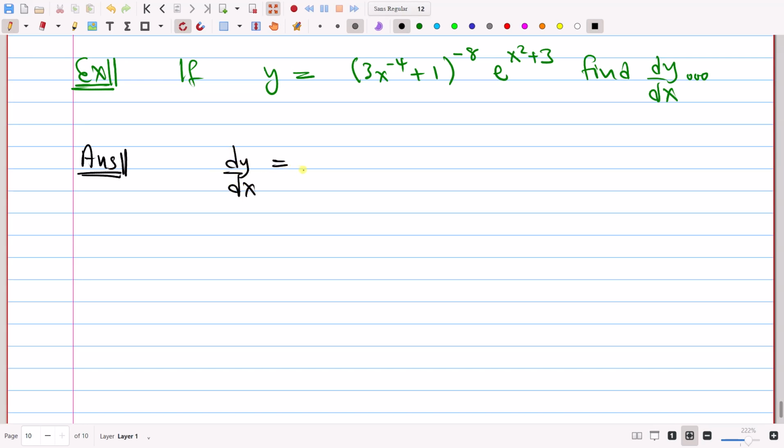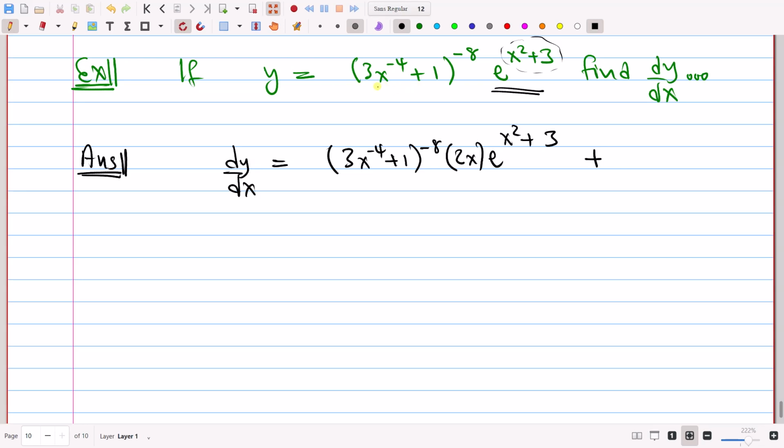So we want to find dy/dx. It's a product, so now you know the whole story. The first thing is I keep the first term on hold. I keep (3x^2 - 4x + 1)^(-8) on hold, while I differentiate the other one. When I differentiate the other one, I start with the power first. When I differentiate that power, I get 2x. So I bring that 2x down, and then I bring the exponent as it is, which is x^2 + 3. Then plus.